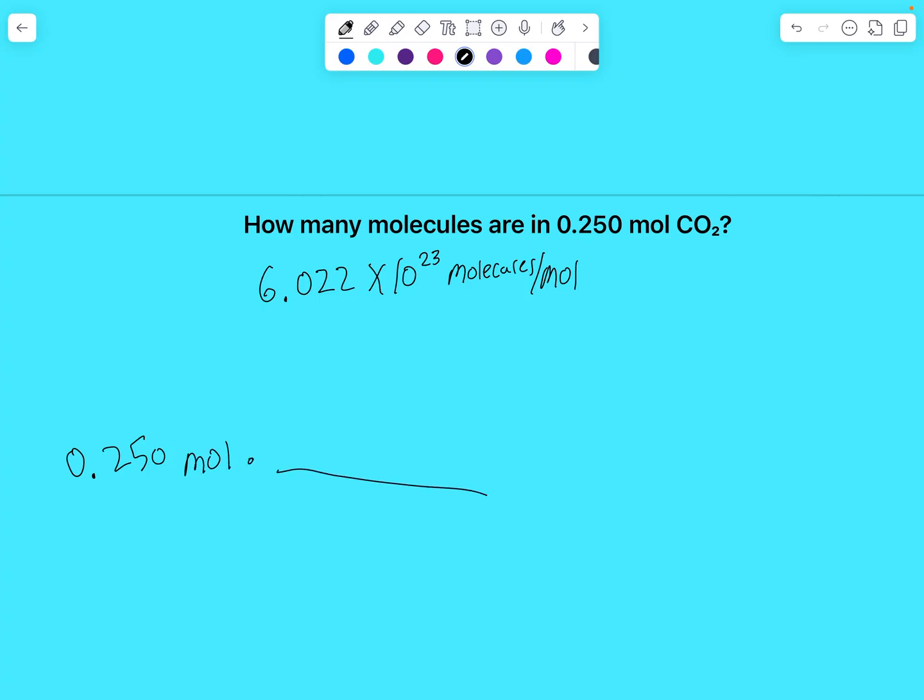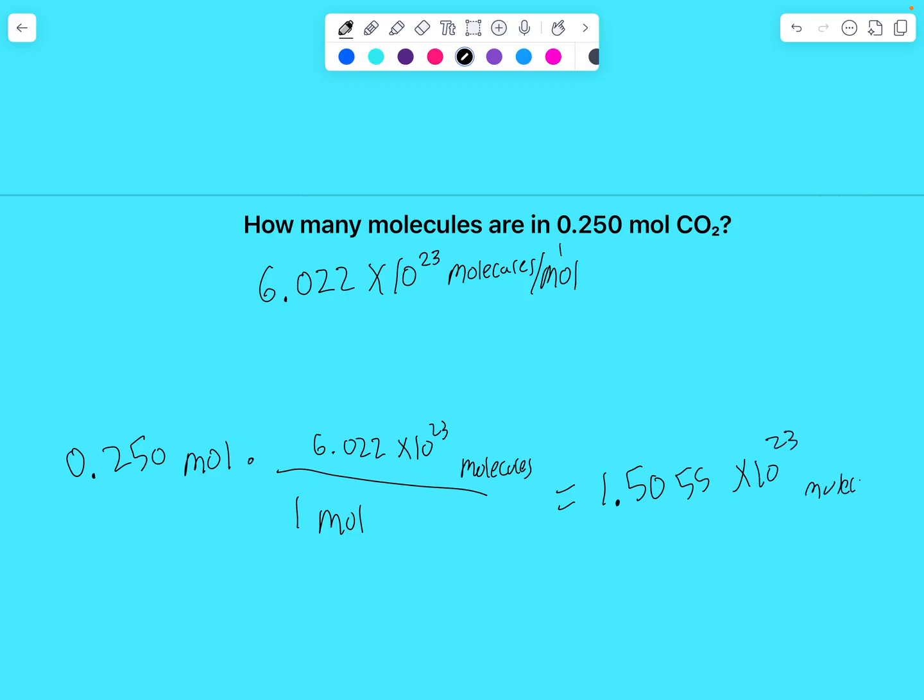And I know that for every 1 mole, there are 6.022 times 10 to the 23rd molecules. All right? And when I plug that in my calculator, because I'm not a genius, I'm going to get 1.5055 times 10 to the 23rd molecules.